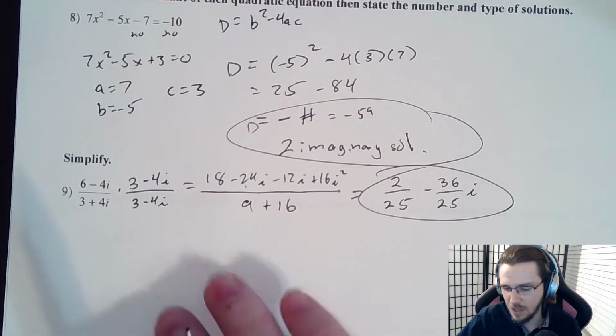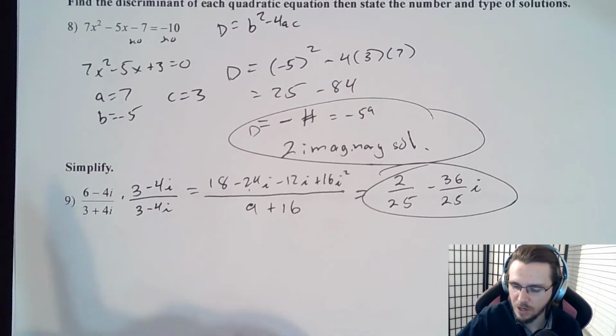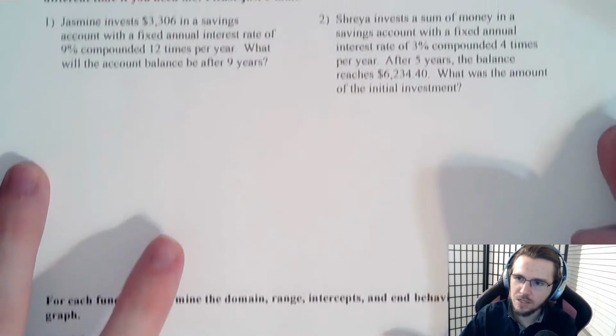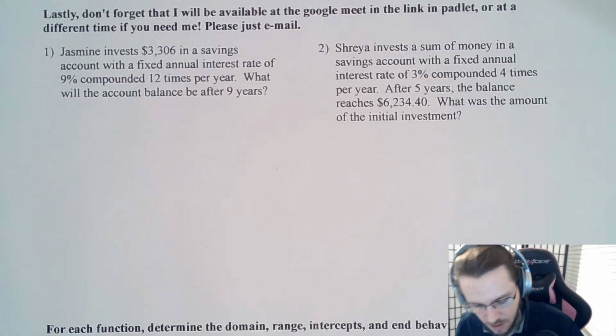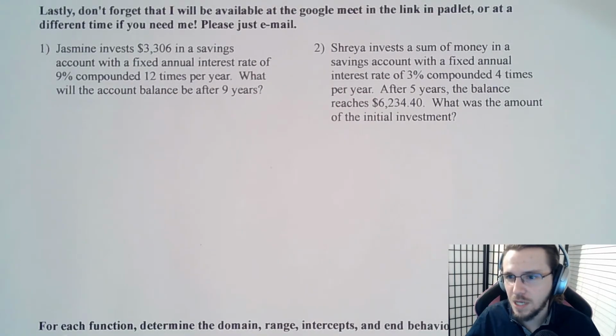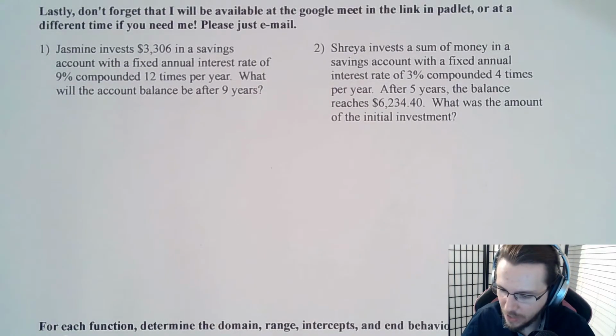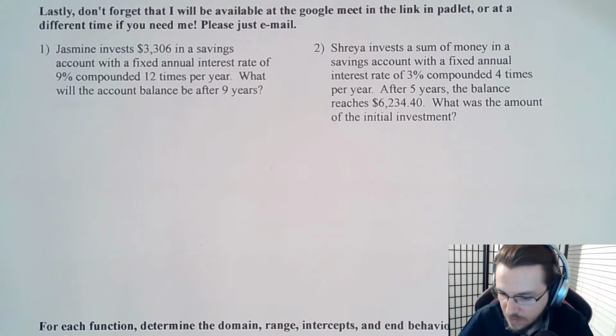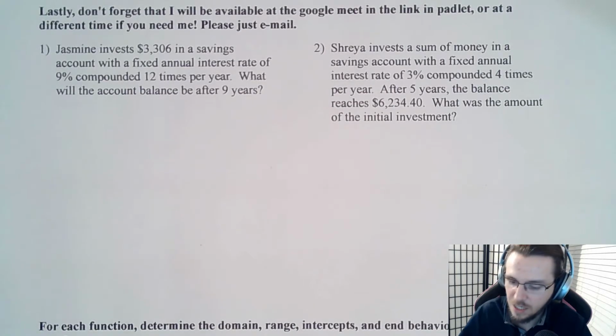If you are still hanging out with me, though, and moving on to the next assignment, here we go. Let's do it. Assignment number 2. I made this one only 4 questions because I figured that'd be a little bit more fair because you had a little bit extra math by comparison to your peers who are in the Wednesday class. Only 4 problems, not too big a deal. Interest questions. Again, I personally think that these guys are important. So let's do it. So Jasmine invests $3,306 in a savings account with a fixed annual interest rate of 9% compounded 12 times per year. What is the account balance after 9 years?